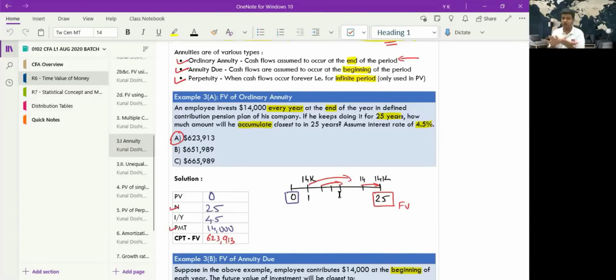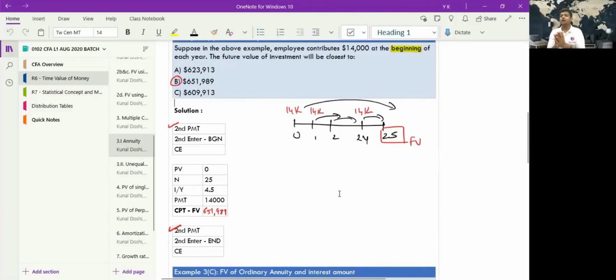that if your calculator is at the end mode and you're calculating the future value, it gives you the value at the last cash flow. And the last cash flow in this case is the 25th year, right? Okay. Now, again, keep the same concept. Assume my calculator is still at the end mode.